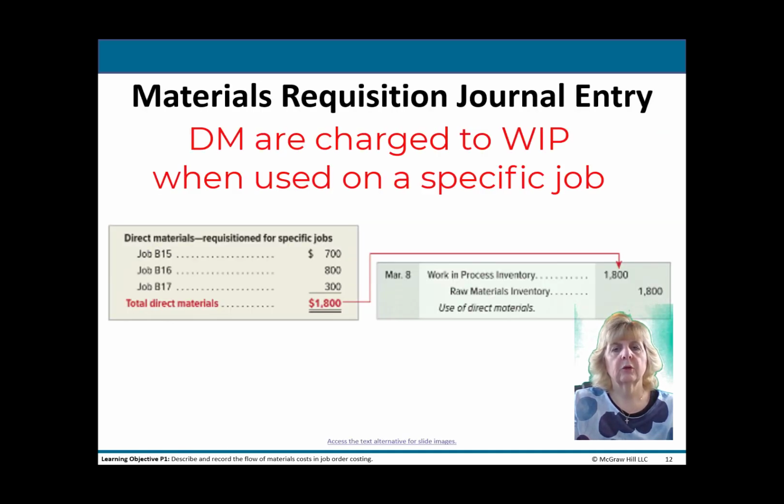The materials requisition journal entry, that's a fancy word. That means materials are being requested to be used in the factory, in this case, on a specific job. That would get charged to WIP. So WIP goes up, materials goes down, just like we saw in the Chapter 14 T accounts. We will be working on these cost flows today.